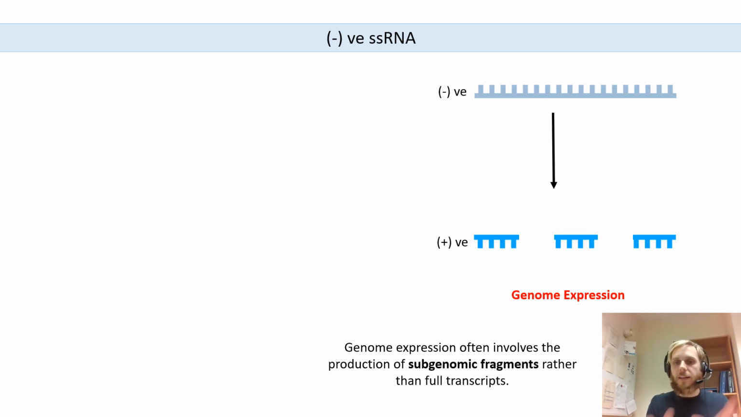So if you compare this slide to the slide we looked at for the negative sense single-stranded RNA viruses last week, you'll see we're talking about exactly the same thing. We're talking about a negative sense single-stranded RNA genome being used to produce positive sense single-stranded RNA copies, and then these positive sense single-stranded RNA copies being translated into protein. The only extra bit here, the only bit that's different now, is that we're introducing the idea that we're not looking at full length copies being made, we're looking at subgenomic fragments being made. This is what genome expression actually looks like when we're looking at it in a bit more detail.